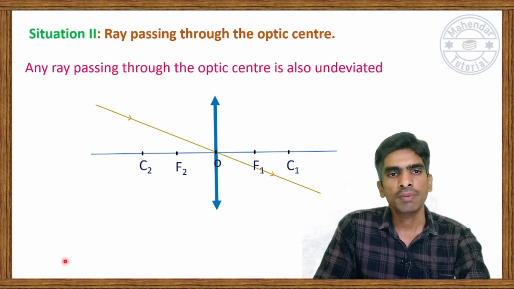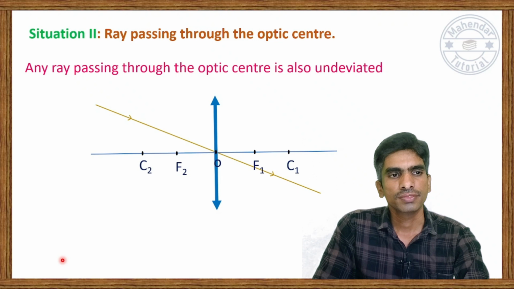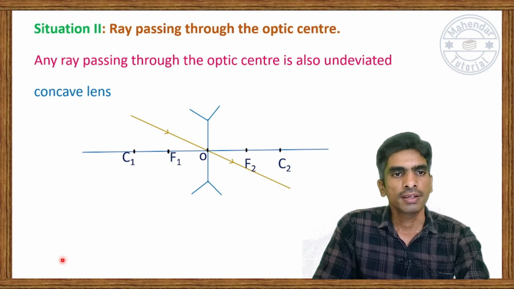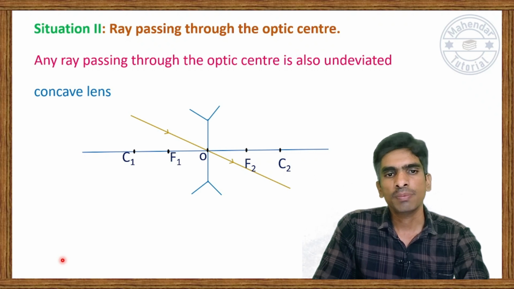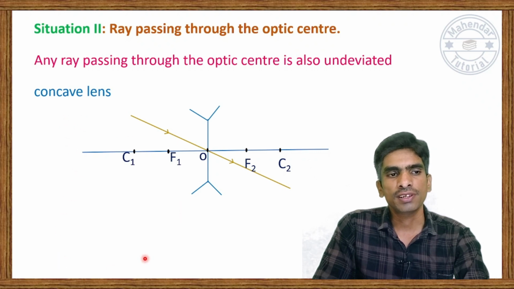Situation 2. Ray passing through the optic center. Any ray passing through the optic center is also undeviated. It doesn't change its direction. See, this is the ray passing through the optic center and it is undeviated. Here we are looking at the example of a concave lens, and you can see the ray which is passing through the optic center is undeviated.